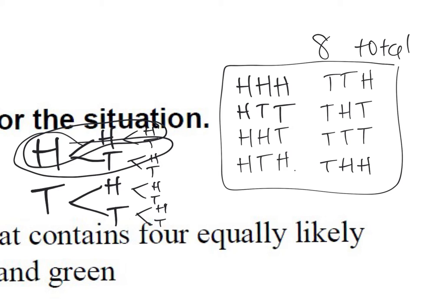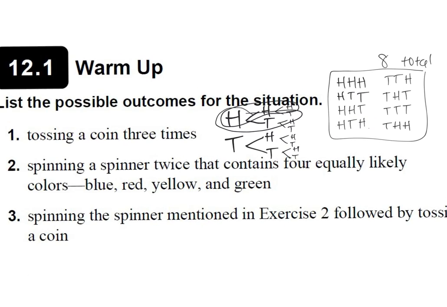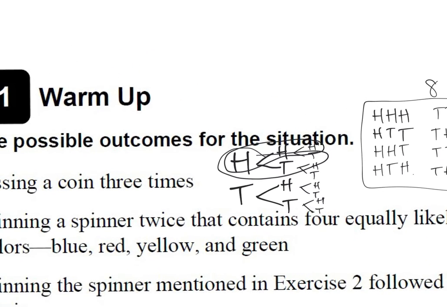What we're learning today is how do we find that without manually going through each possible scenario, right? So we tossed the coin how many times? 3. Each time, how many possible outcomes were there? 2. So we take 2, we multiply it by 2 outcomes for the second time, and multiply it by 2 outcomes for the third time. What's 2 times 2 times 2? 8.